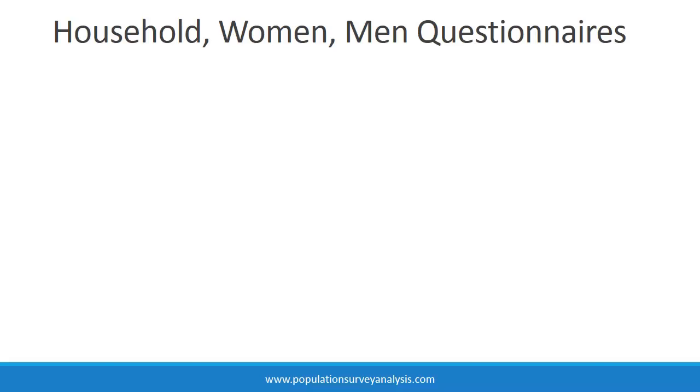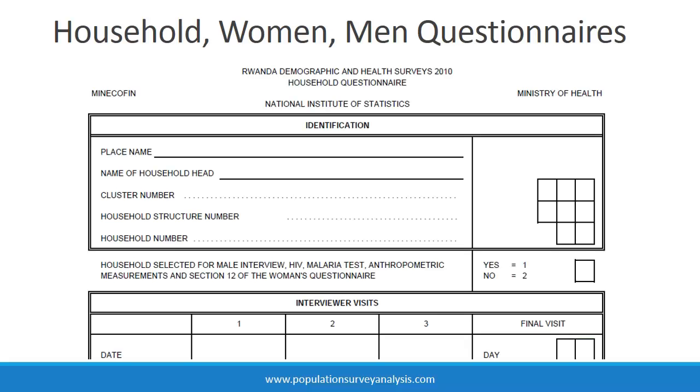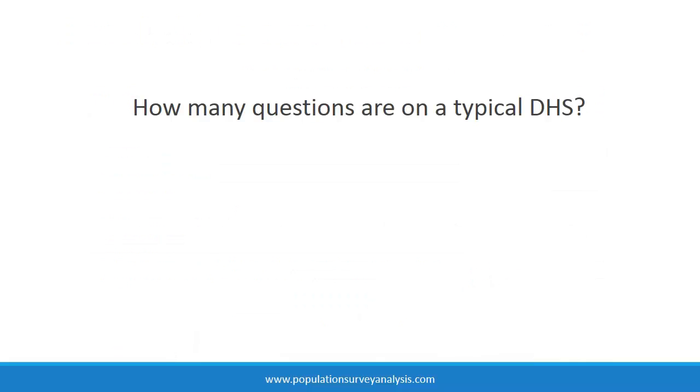DHS surveys are comprised of 3 questionnaires: Household Questionnaire, Women's Questionnaire, and Men's Questionnaire. These questionnaires are administered by an interviewer in the respondent's home, and the respondent's answers are recorded on paper by the interviewer. How many questions do you think are in a typical DHS?